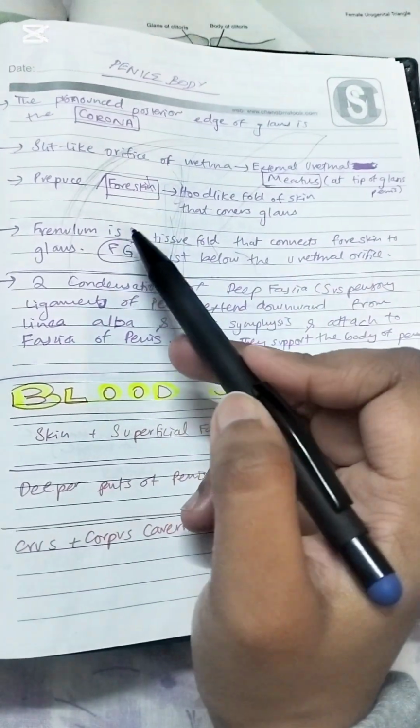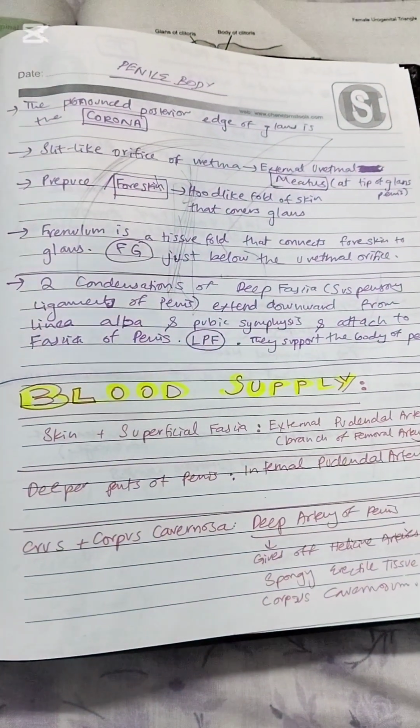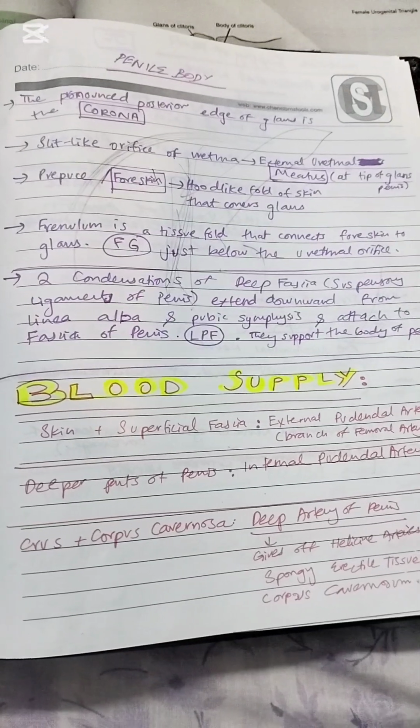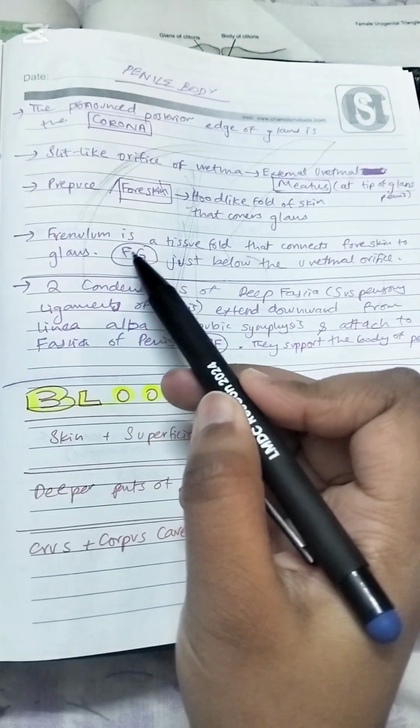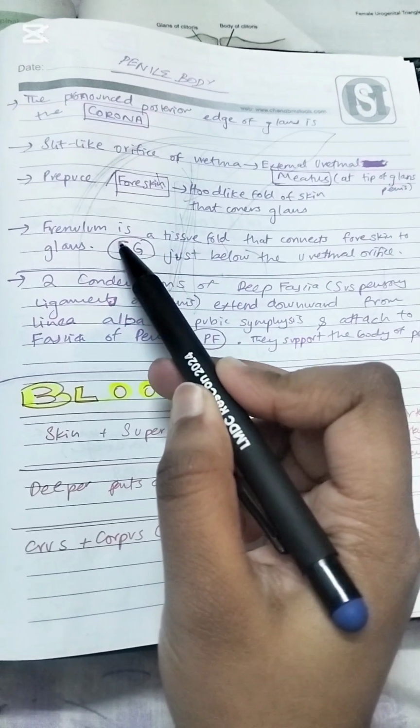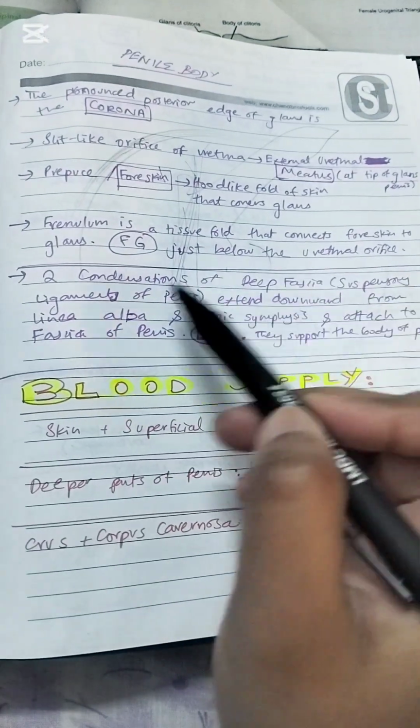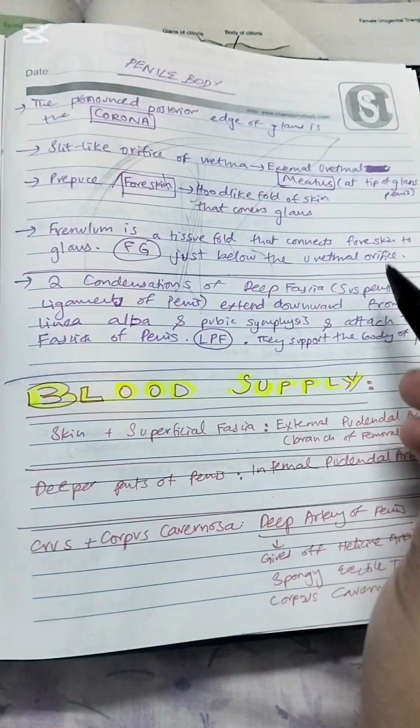And then we have a foreskin or prepuce, which you must know about. The foreskin is a hood-like fold of skin that covers the glans. And then we have something called a frenulum, which connects the foreskin, or the prepuce, with the glans. It is a tissue fold that connects the foreskin to the glans, just below the urethral orifice.